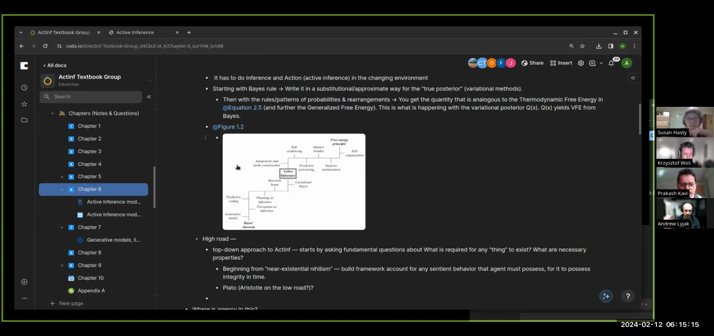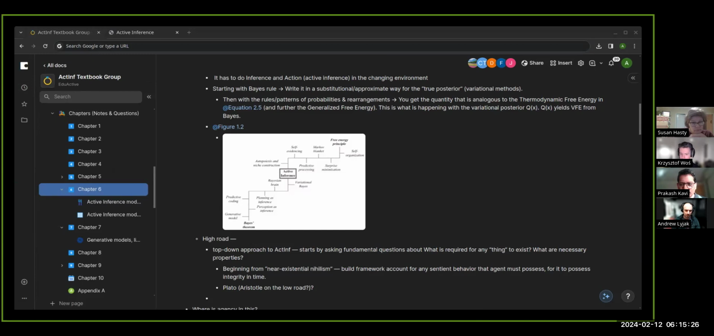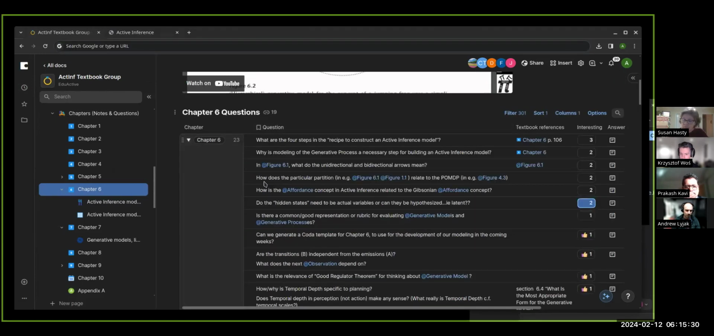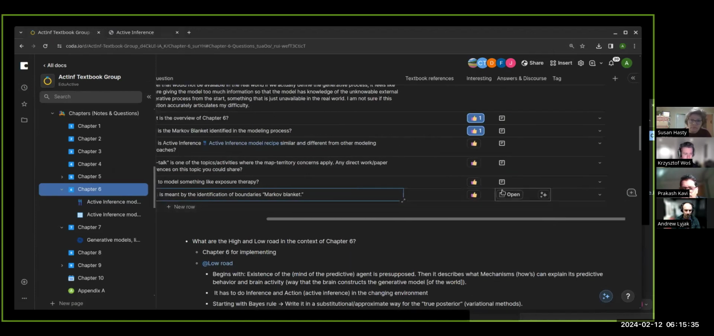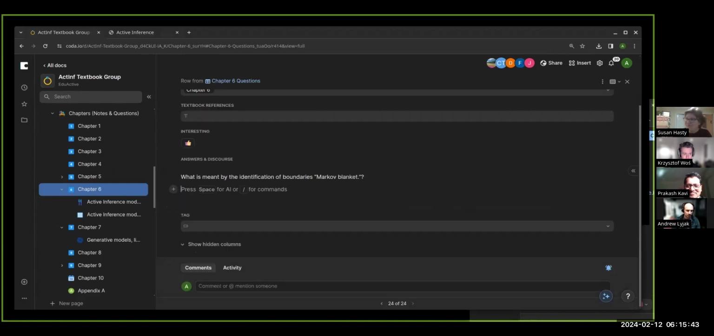Anyone can raise their hand. Yes, I have a question. Yes, go for it. I wrote it in the chat. What is meant by the first step, the identification of boundaries, i.e., Markov blanket? But I just want to say thank you so much for this very elucidating explanation of the high road and low road. I've read it several times and this was the best; finally it clicked. So thank you.